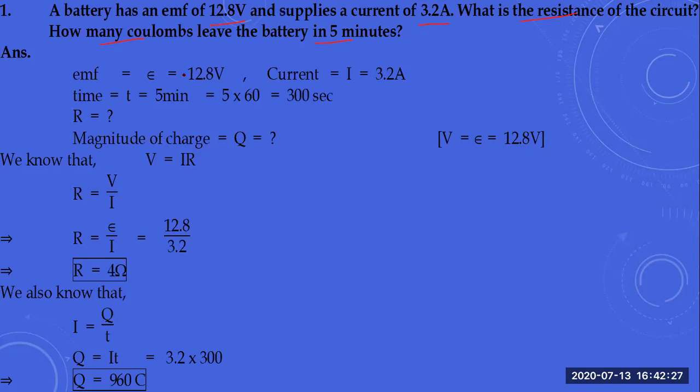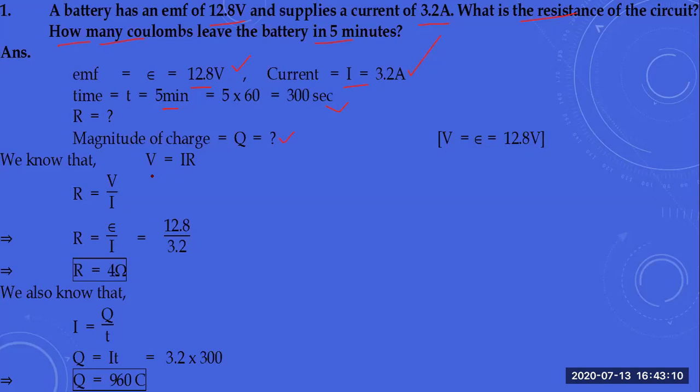So the EMF of the battery is 12.8 volt. The current through the battery is 3.2 ampere. The time for which the current leaves the battery is 5 minutes, and it is converted into seconds. Now you are asked to calculate the magnitude of the charge. What is the resistance of the circuit and the magnitude of the charge? First of all, we calculate the resistance. So many coulombs means how much charge leaves the battery, and the second one is the resistance.